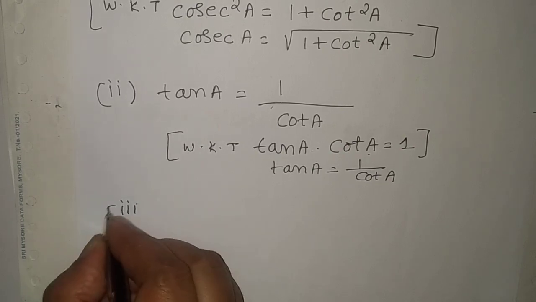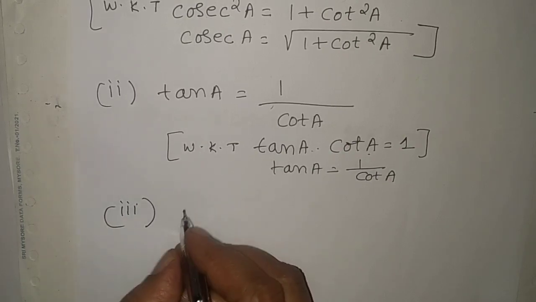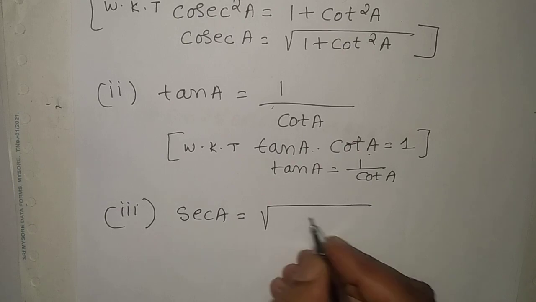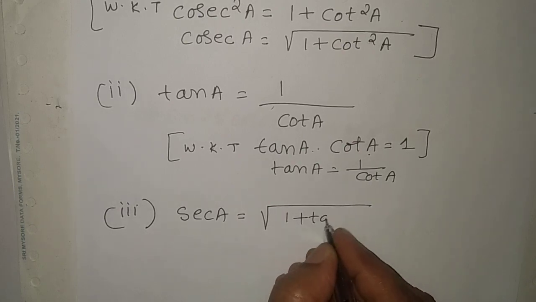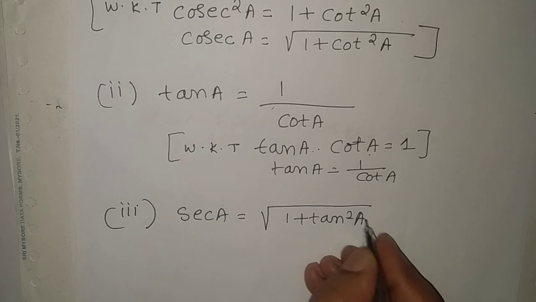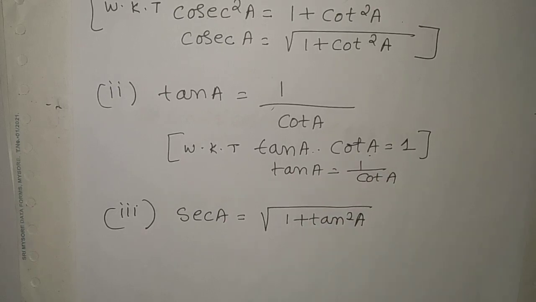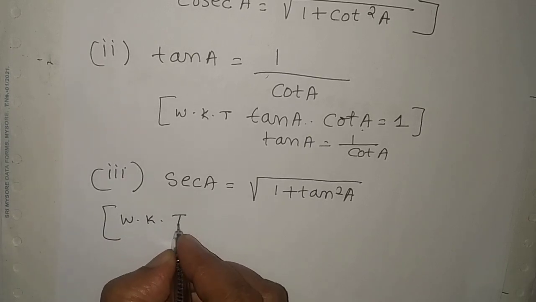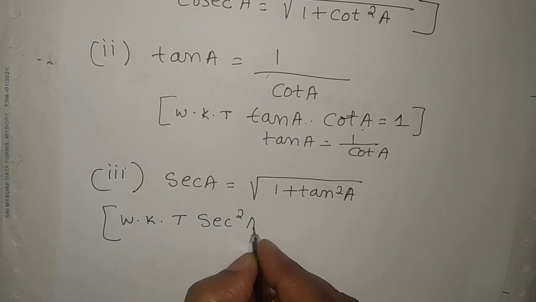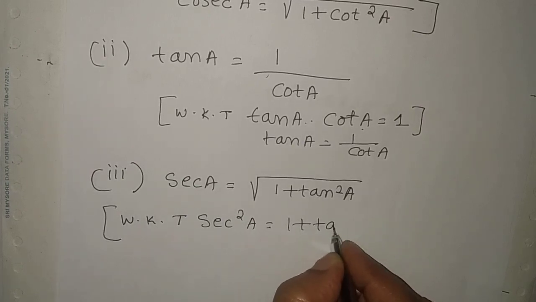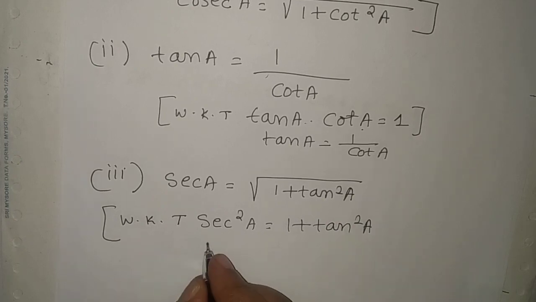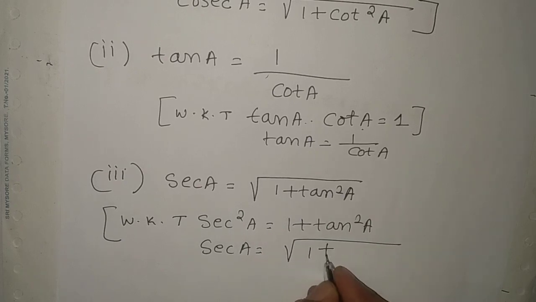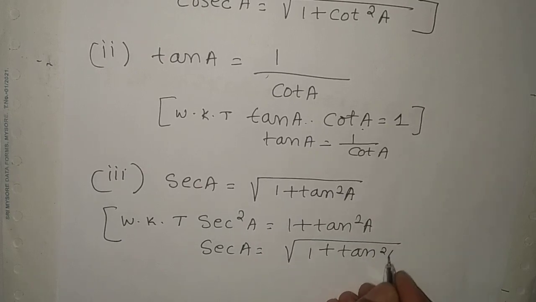So the third one is secant A. Secant A we can write in terms of 1 plus tan square A. So all these should be in the form of cot. We know that secant square A is equal to 1 plus tan square A, where secant A is equal to square root of 1 plus tan square A.